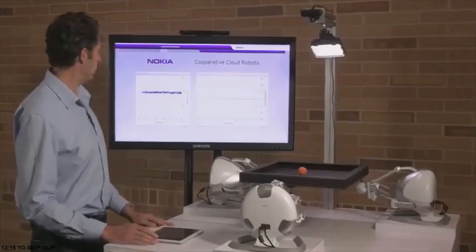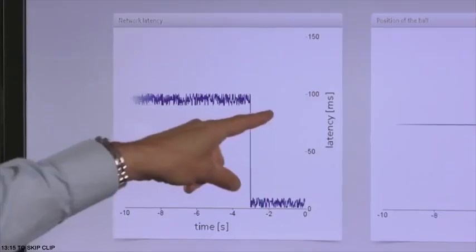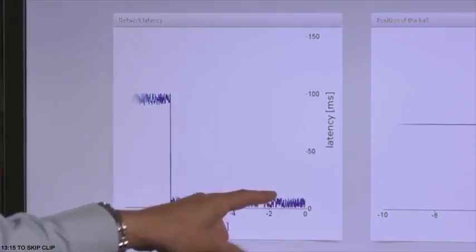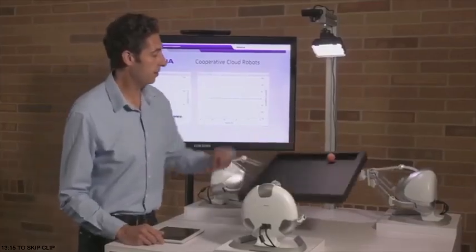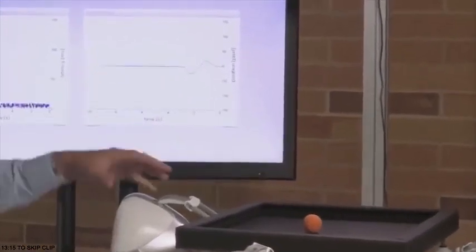And then we're going to switch into 5G mode. And we can see on this graph here that we've now gone from around 90 milliseconds to around 3 milliseconds, so much, much lower latency in the network. And I'm going to do exactly the same again. And we can see that we only took one oscillation there to correct.